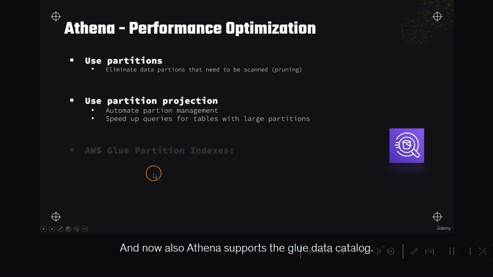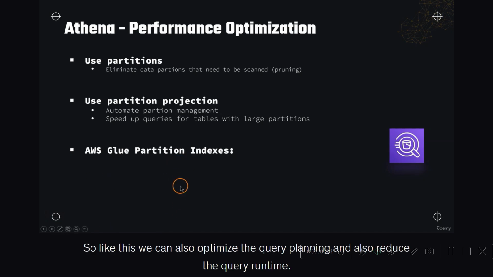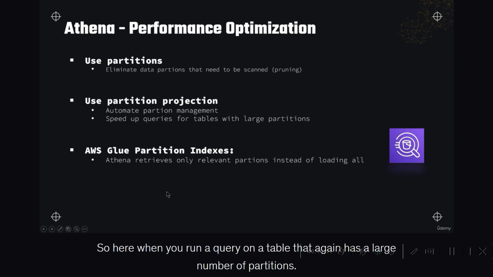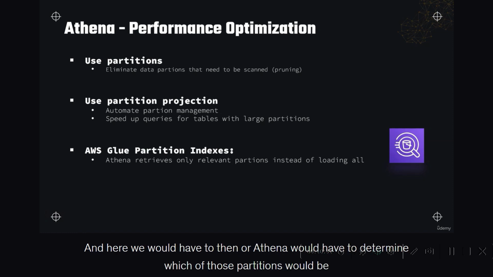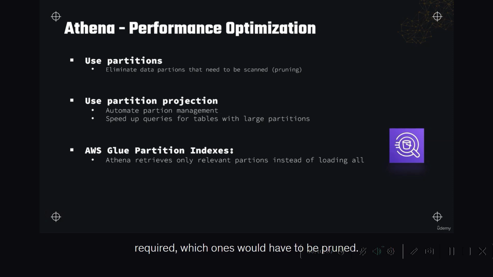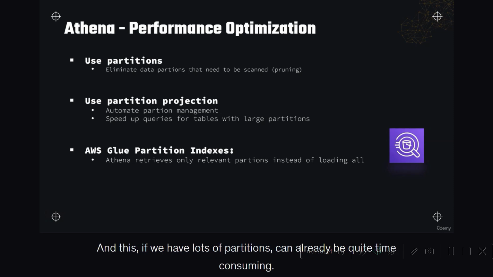And now Athena also supports the Glue data catalog partition indexes. So like this, we can also optimize the query planning and reduce the query runtime. When you run a query on a table that again has a large number of partitions, Athena would have to retrieve all of the available partitions from the Glue data catalog. And Athena would have to determine which of those partitions would be required, which ones would have to be pruned. And this, if we have lots of partitions, can already be quite time consuming.